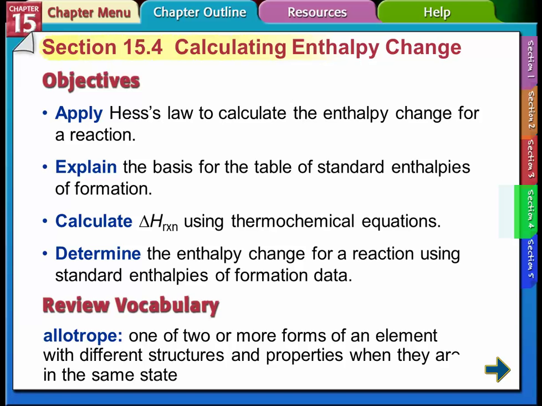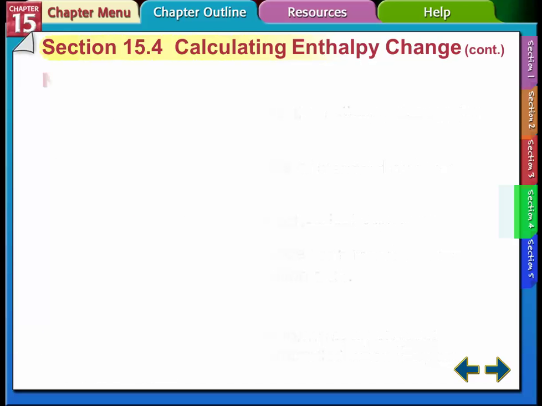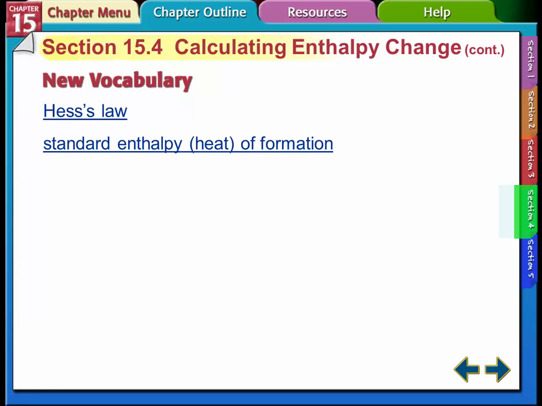And an allotrope is one or more forms of the element with a different structure and properties when they're in the same state. So the most common allotrope we know is carbon. Carbon is known as graphite, a kind of powdery thing like coal, when it's kind of crystallized, and of course diamonds. Those are all allotropes.